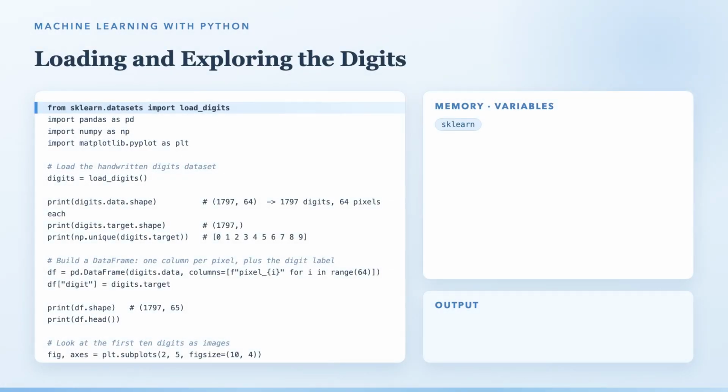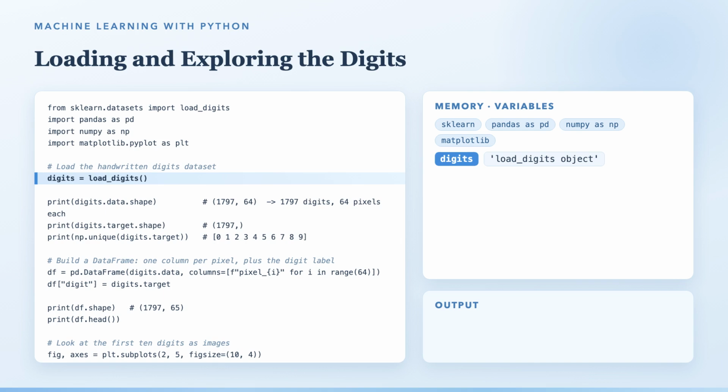Let's bring the digits in, one gentle line at a time. load_digits, and the drawer opens. 1,797 handwritten digits drift onto the table. The shape tells us everything. 1,797 rows, 64 columns. Every row is 1 digit, every column, 1 pixel of ink. We fold them into a data frame, pixel_0 through pixel_63, and 1 golden column for the answer.